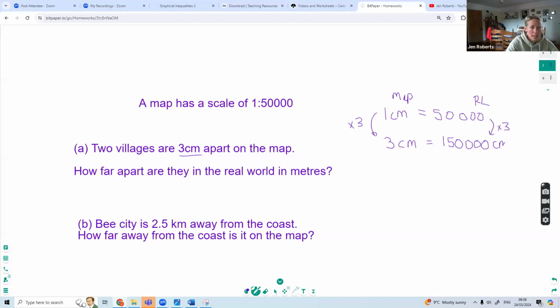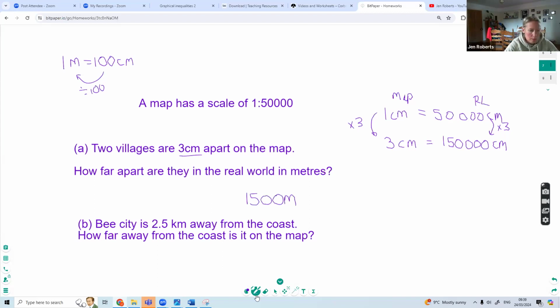We want the answer in metres though, don't we? So think about our conversions again. 1 metre is 100 centimetres. To get from centimetres to metres, we divide by 100, so 1,500 metres.